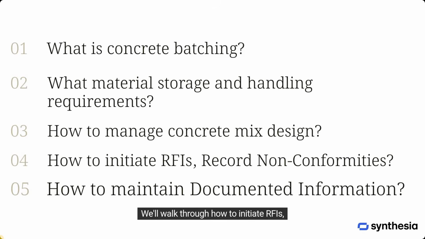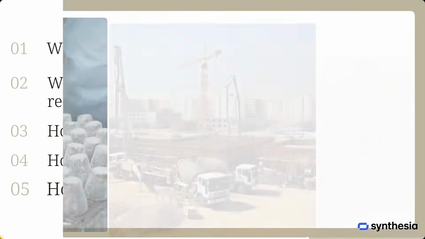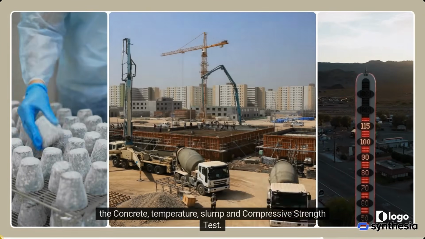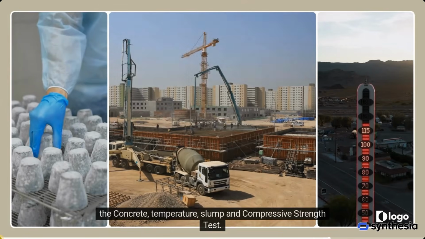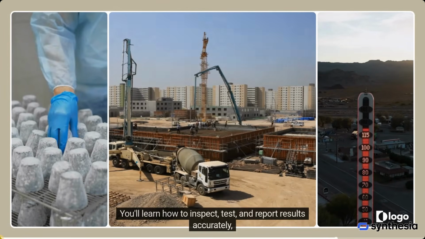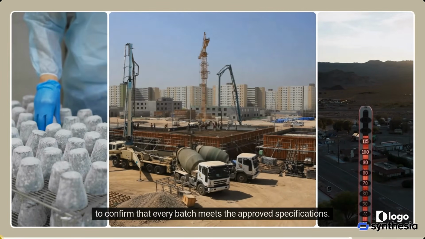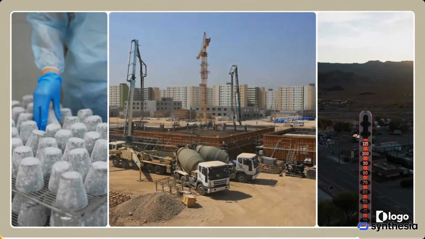We'll walk through how to initiate RFIs, record nonconformities, and maintain different QC logs that ensure complete traceability. Finally, we'll cover the most important QC activities: the concrete temperature, slump, and compressive strength test. You'll learn how to inspect, test, and report results accurately to confirm that every batch meets the approved specifications.